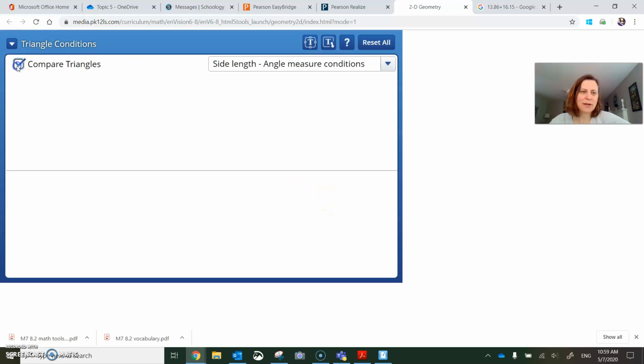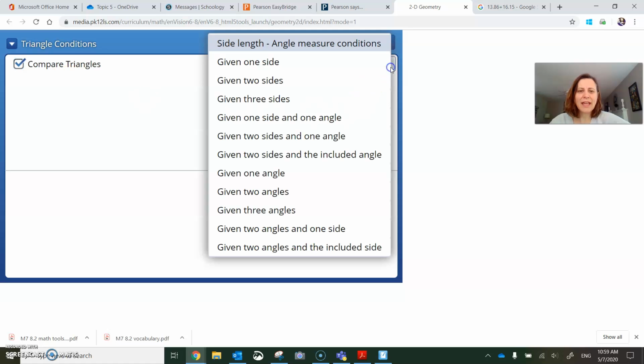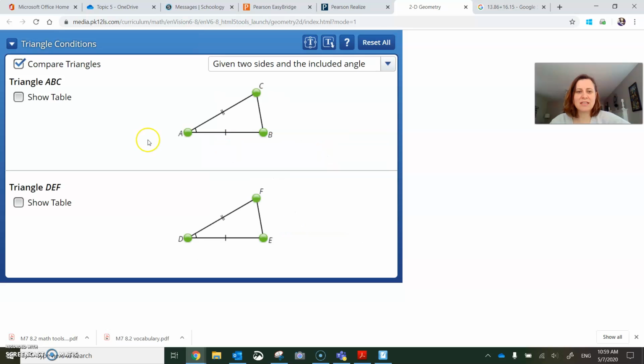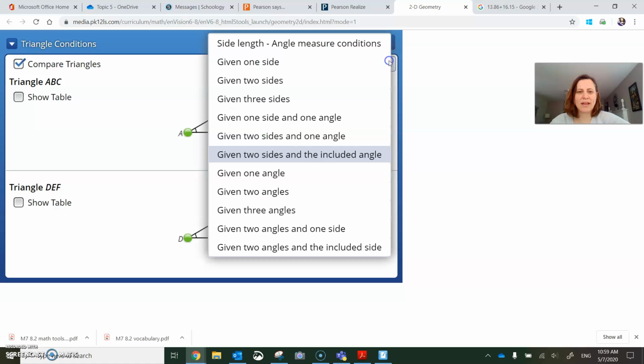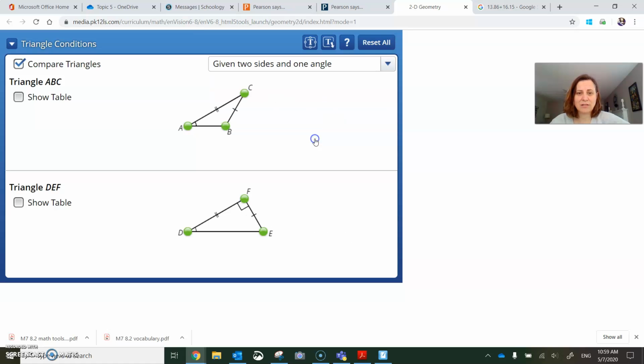And we go to two-dimensional geometry, and we're going to go to triangle conditions. So this is a cool one because you can compare two different triangles. So I'm going to click Compare Triangles, and I'm going to compare triangles where we know two sides and an angle that's not included. This guy is two sides with an angle that is included. That means it's in between the two sides, but we don't want that. We want two sides and an angle that's not included.